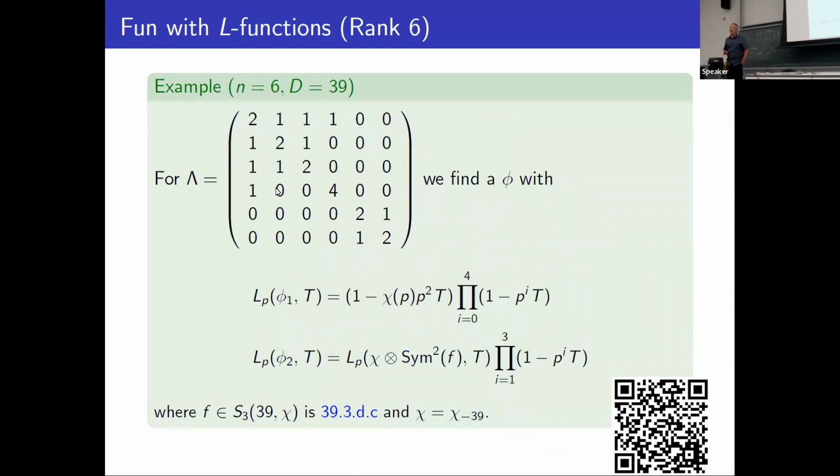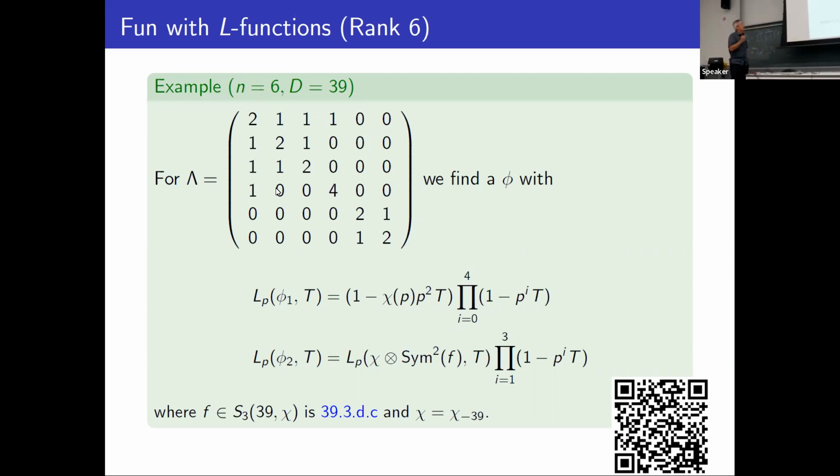Okay, so we can go to higher rank. We can go to rank 6. So in this case, we have a lattice of rank 6 and discriminant 39. And we find two orthogonal modular forms. The first has a polynomial that looks like, again, zeta functions.